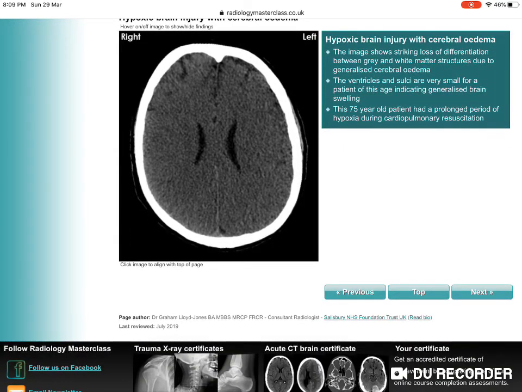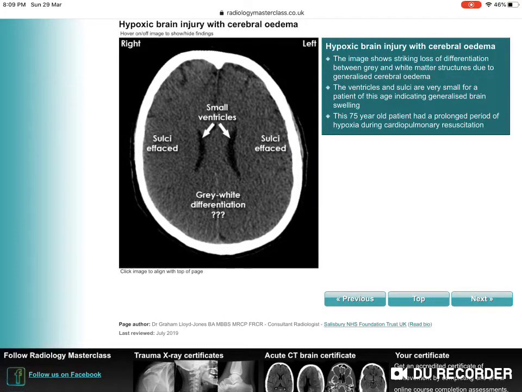Hypoxic brain injury with cerebral edema. The image shows striking loss of differentiation between grey and white matter structures due to generalized cerebral edema. The ventricles and sulci are very small for a patient of this age, indicating generalized brain swelling. The 75-year-old patient had a prolonged period of hypoxia during cardiopulmonary resuscitation.